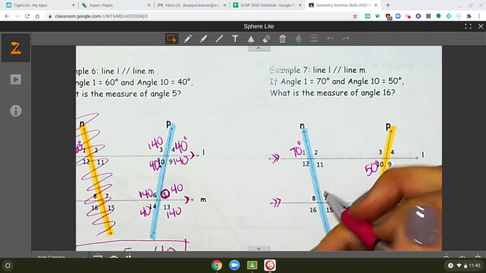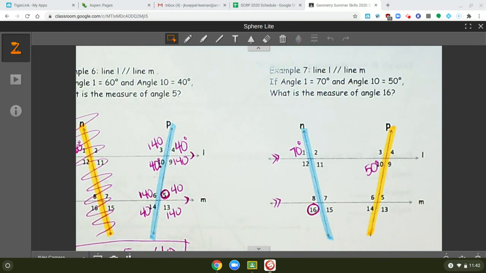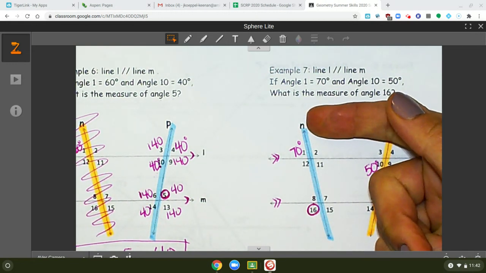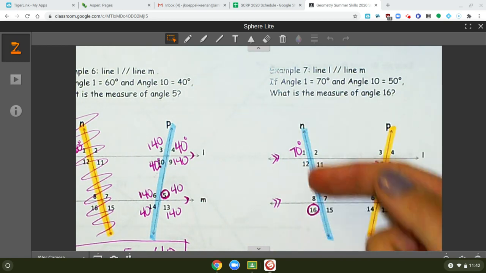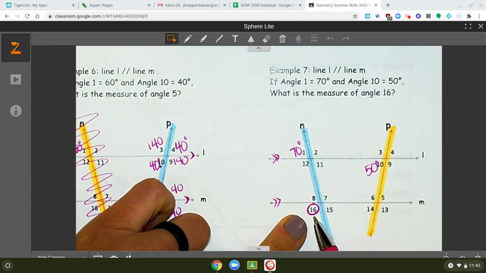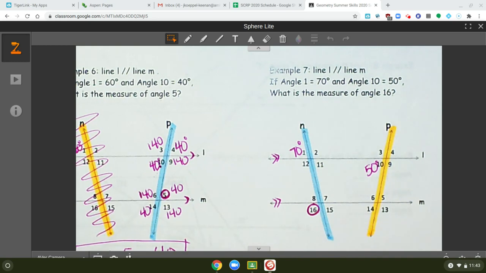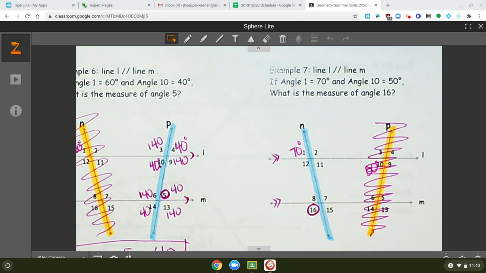All right, so I'm going to circle angle 16. Now, angle 16 is on transversal N, which means 16 only has a relationship with the other angles on that same line N, which means 16 has no relationship with line P. So I'm going to cross off line P and all of its angles. So now I'm going to give you about 20 seconds. I'd like you, on your own, to go ahead and find the measure of angle 16.